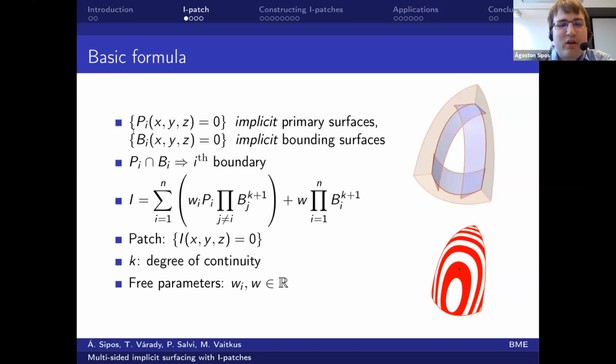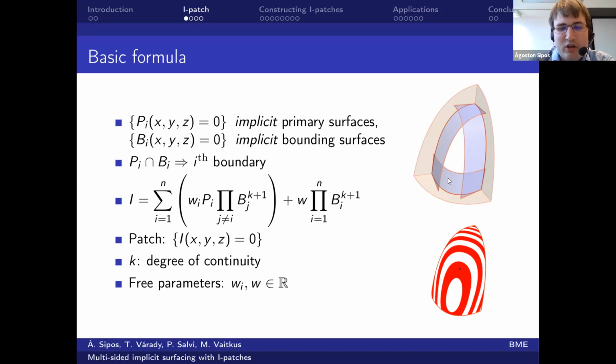An I-patch is defined by pairs of primary and bounding surfaces, one pair for each side. Both are given in implicit form, and their intersection defines the boundary curves. The patch is created in such a way that it smoothly interpolates the primary surface at the boundary, thereby defining G1 or higher continuity constraints with adjacent surfaces.